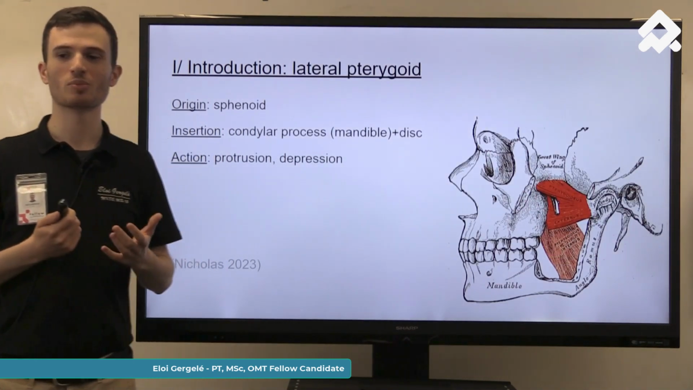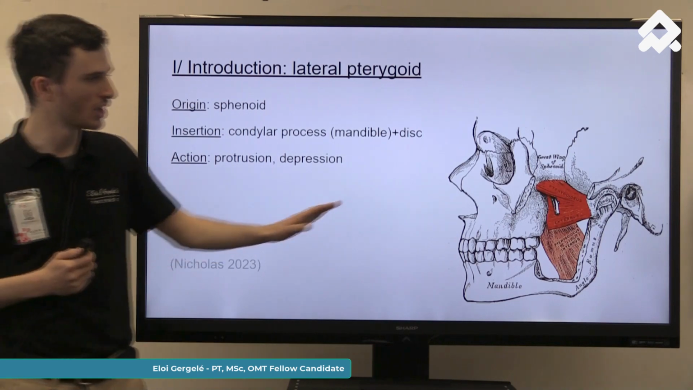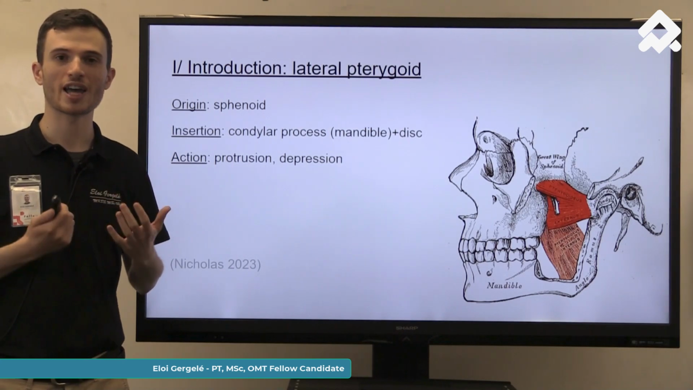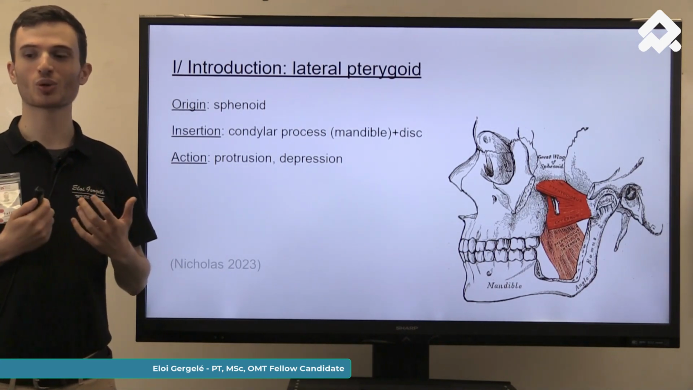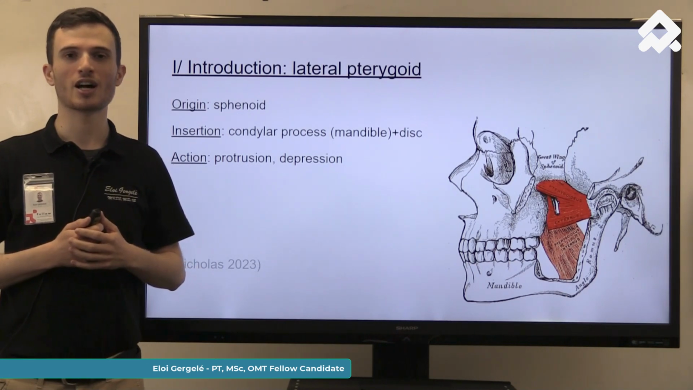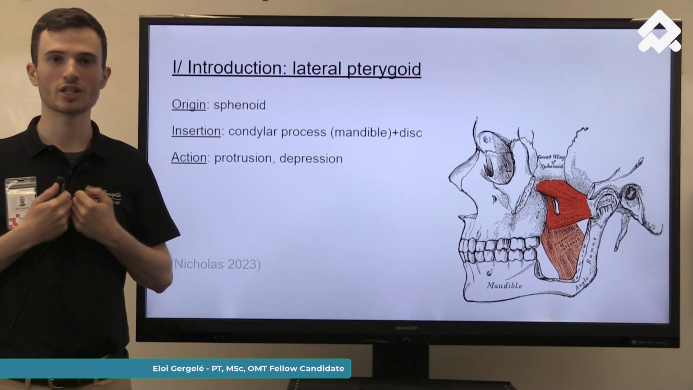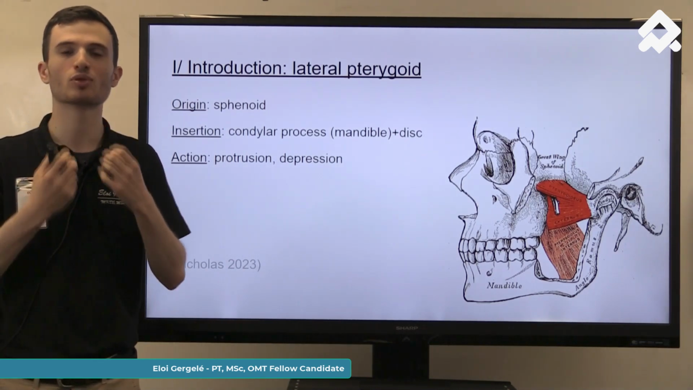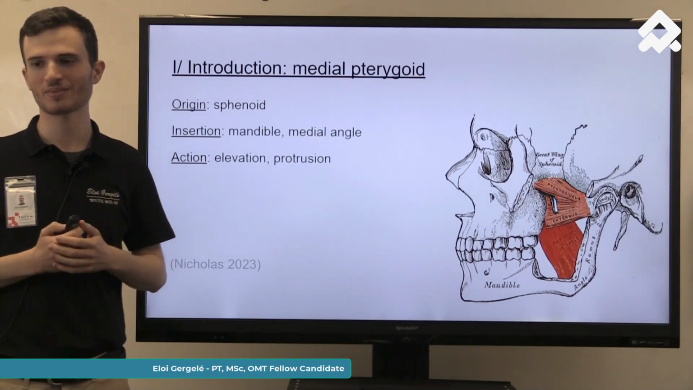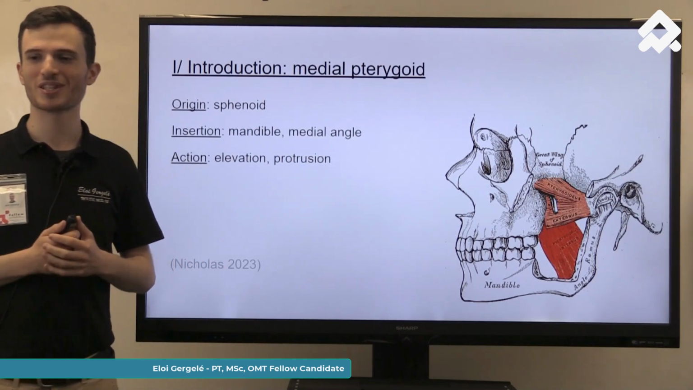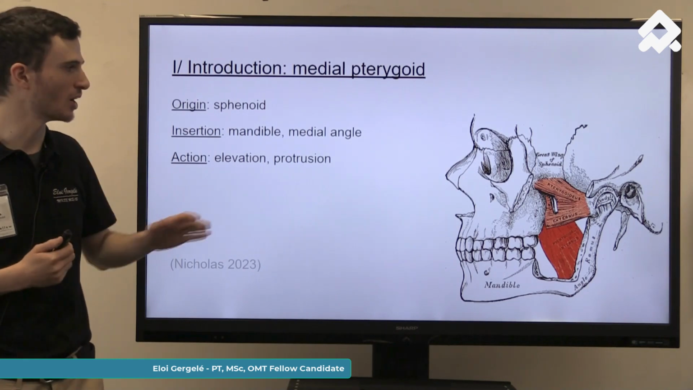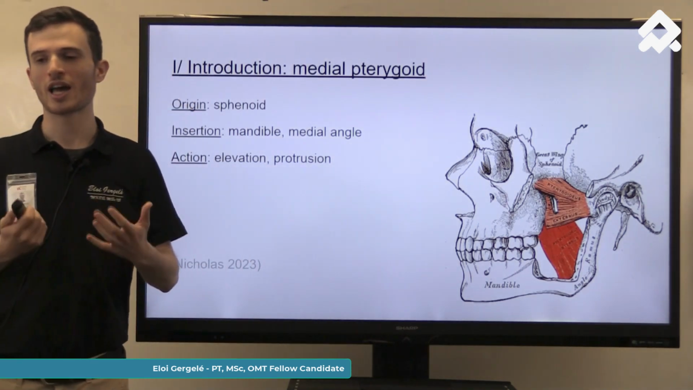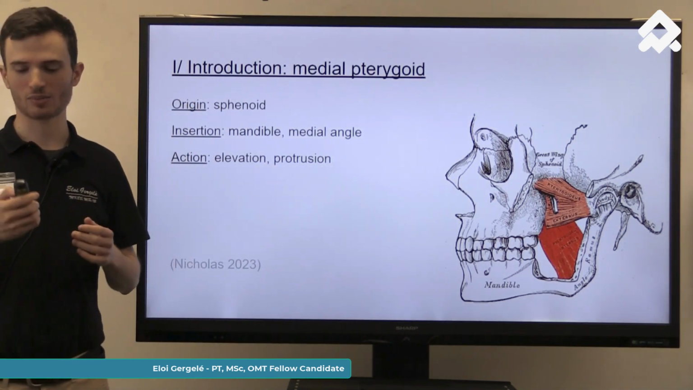Then we have the lateral pterygoid, which goes from the sphenoid to the condylar process of the mandible and the disc, and it does some protrusion and depression, which means that it's going to pull the mandible forward and help to open the mouth. And finally, we have the medial pterygoid, which goes from the sphenoid to the medial angle of the mandible, and it does elevation and protrusion.